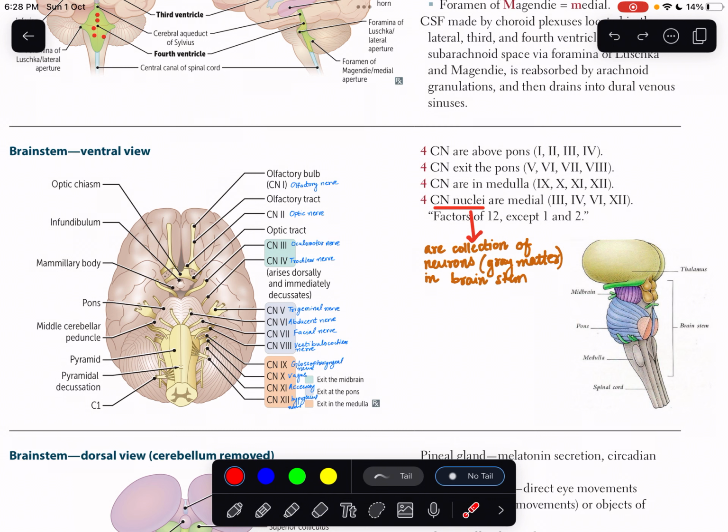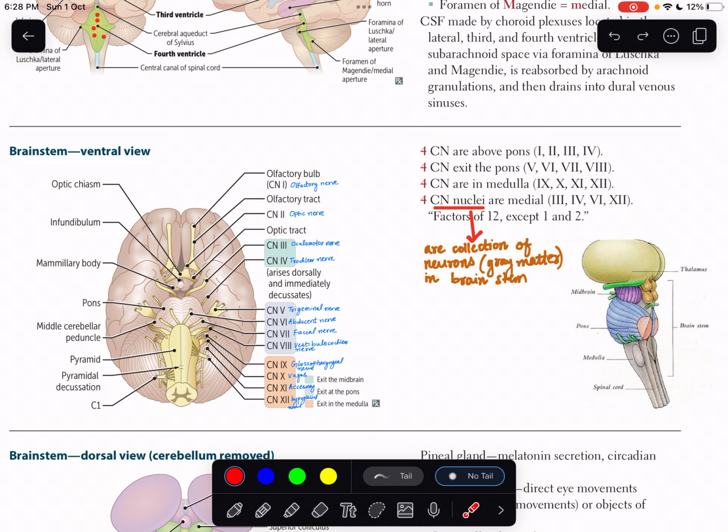Then these are the pyramids, and then this is the pyramidal decussation. This is the point where basically the brainstem ends. It actually starts just below the thalamus. Just see this diagram on the right. This is the thalamus. Then this one is the midbrain, the purple, then the pons and the medulla oblongata.